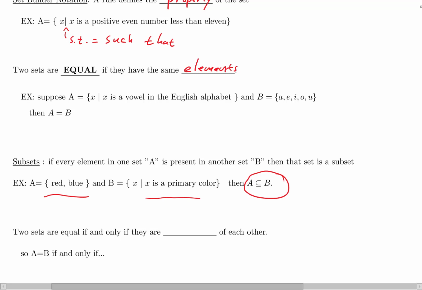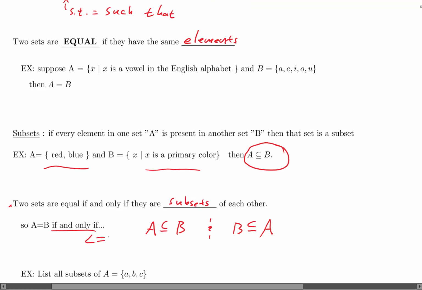We have this next postulate right here. Two sets are equal if, and only if, they are subsets of each other. Alright, so basically what that means is that if A is a subset of B and B is a subset of A, right, they are subsets of each other, then A equals B, if and only if. And we would write an arrow going both ways for the if and only if.